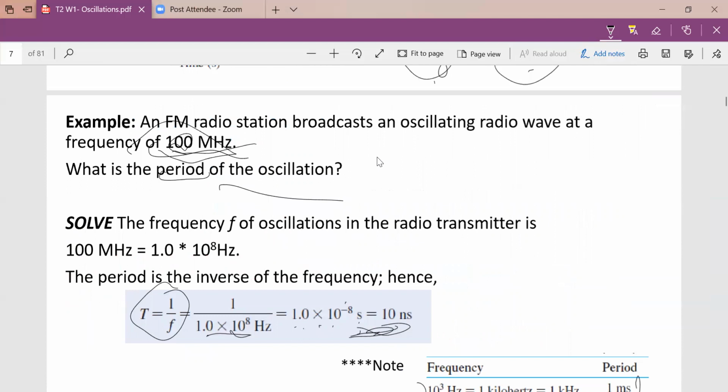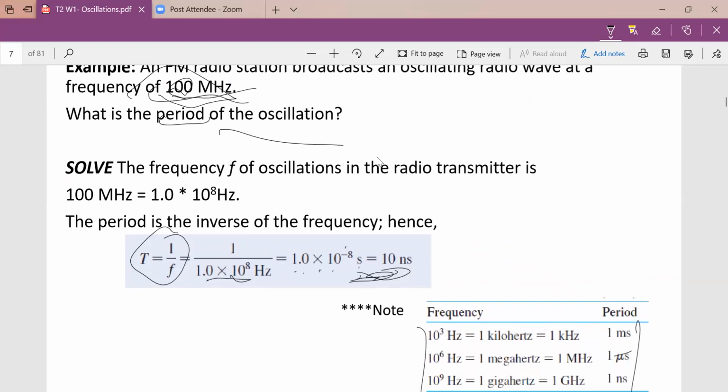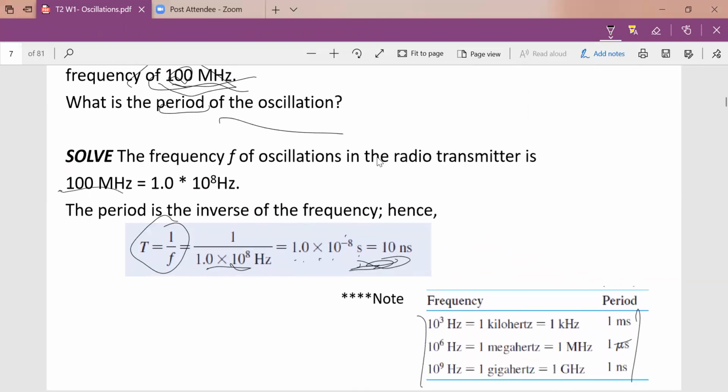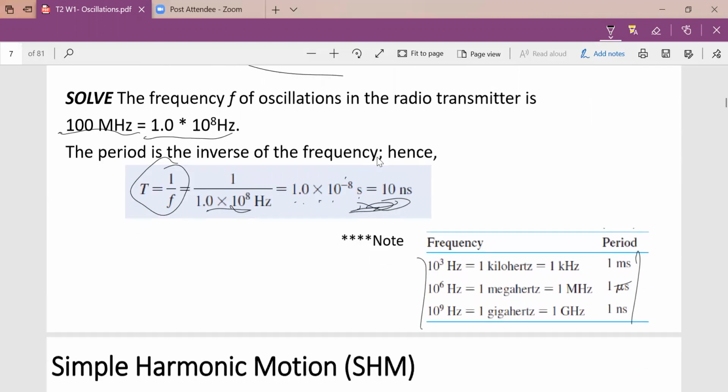Okay, so let's quickly see how we will use the relationship between frequency and period to solve problems. Let's quickly look at the example. An FM radio station broadcasts an oscillating radio wave at a frequency of 100 megahertz. What is the period of the oscillation? They gave you the frequency and they're asking for the period. So you just apply the formula for period, which is the inverse of frequency. So 100 megahertz is simply 1 times 10 raised to the power 8 hertz. And if you take the inverse of that, you will see that the result is going to give you 10 nanoseconds.